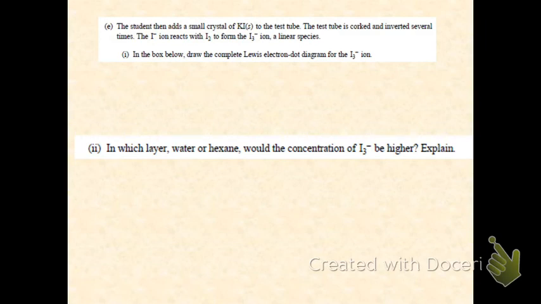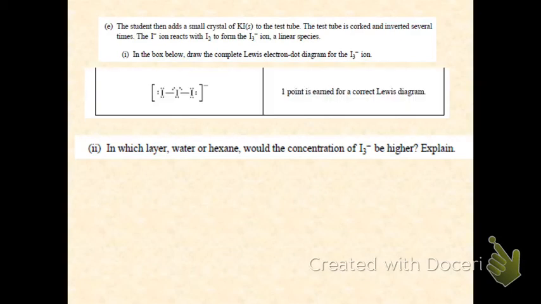The student then adds a small crystal of KI to the test tube. The test tube is corked and inverted several times. The iodide ion reacts with I2 to form I3 minus, a linear species. In the box below, draw the complete Lewis diagram for the I3 minus ion. Now, pause this, and I want you to try to draw it yourself before you just look at the answer. We actually had that I3 minus ion on the last bonding test, so you should be able to draw that. So it should look like that. You would get 1 point for the correct Lewis diagram.